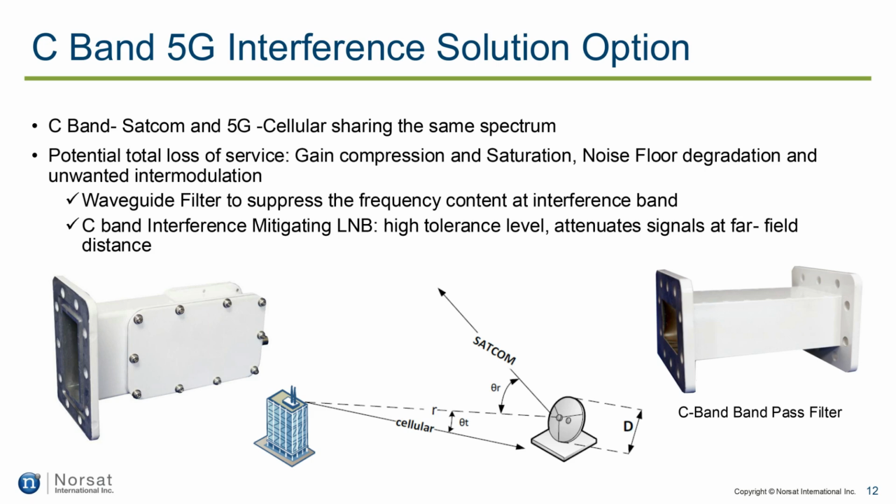In summary, the coexistence of C-band SATCOM and 5G cellular networks presents significant challenges, but with the right solutions, such as the waveguide filter and C-band interference mitigating LNB, we can effectively manage interference and maintain reliable communication services.